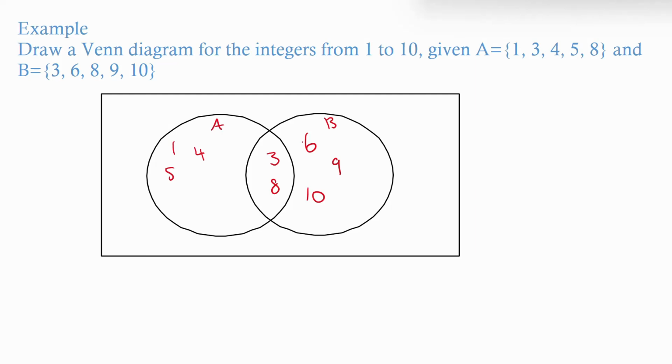Now remember, this section in here is your shared part, your intersection. So that would be A intersection B, because that part there is what's shared. So that would be quickly how you draw up a quick Venn diagram.